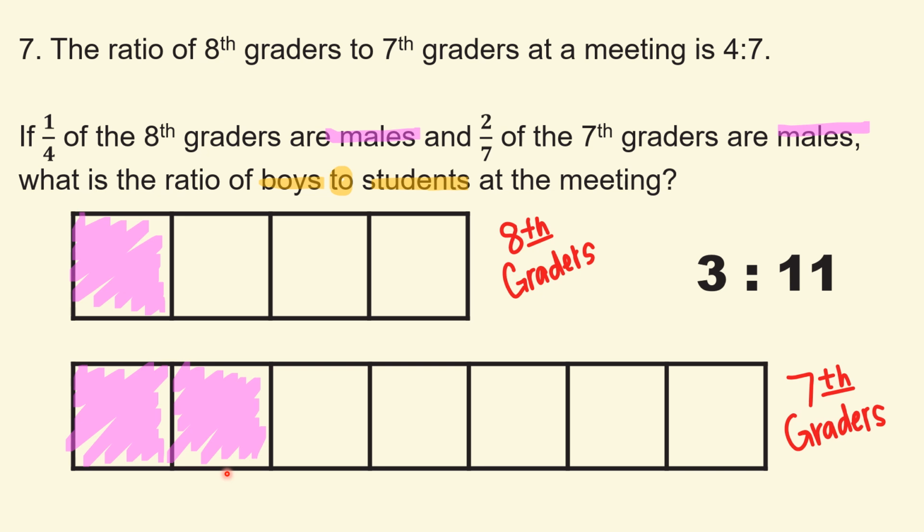Again, you could also write this as 3 divided by 11. All right, so you could do 3 over 11, or you could also say 3 to 11 would be fine as well.